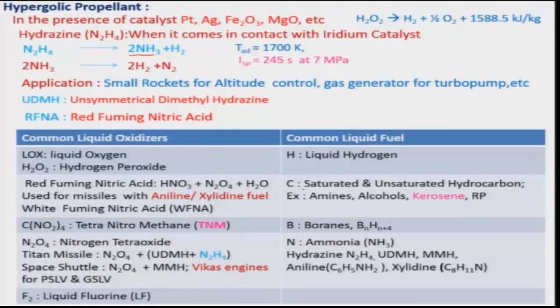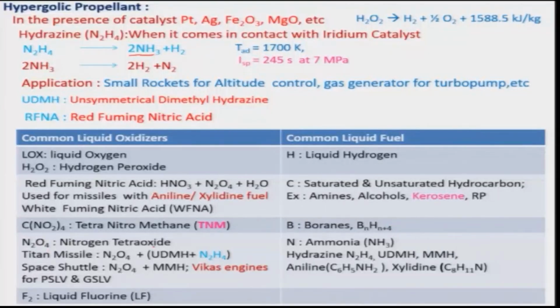And besides this, for fuels, if you look at saturated and unsaturated hydrocarbons, they are being used, like kerosene, this rocket fuel, which is basically modified kerosene, alcohols, and amines. Tetranitromethane (TNM) is not being used very much, but however, it is a potential oxidizer. And besides this, the hydrides of boron have good qualities, but they are not really being used as a fuel.